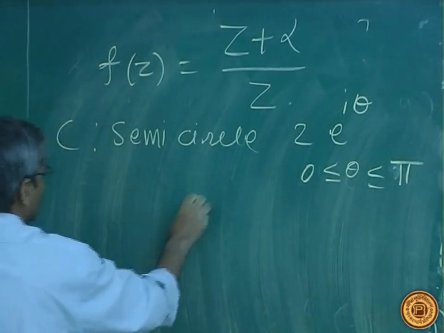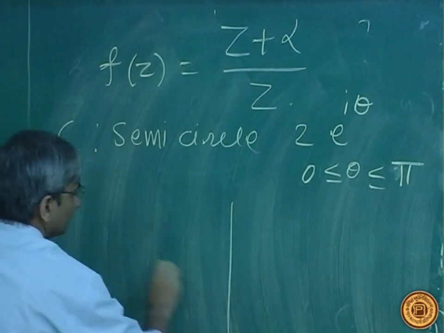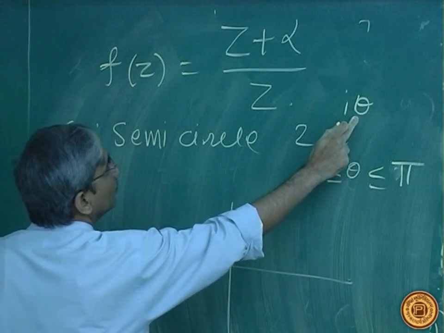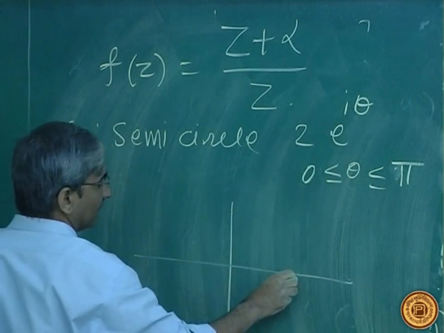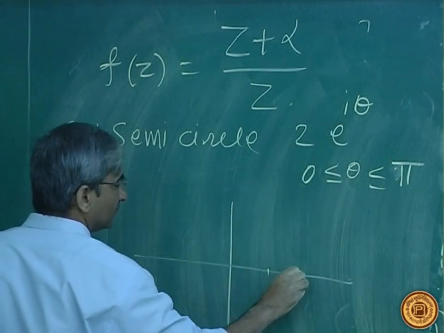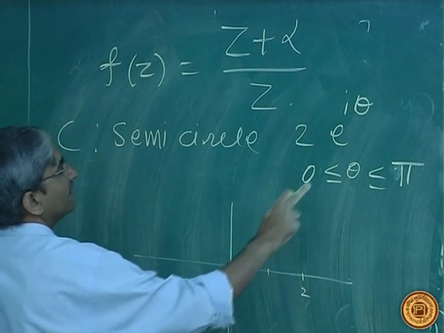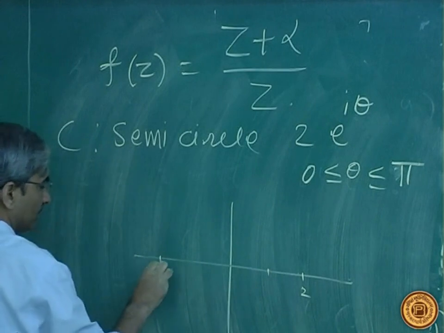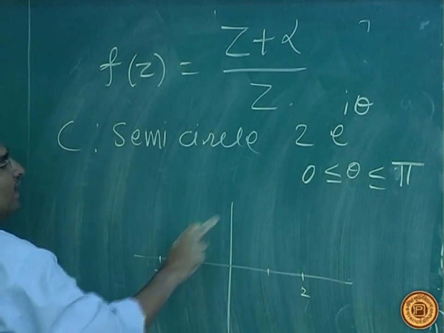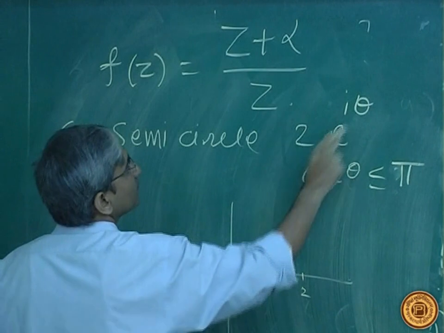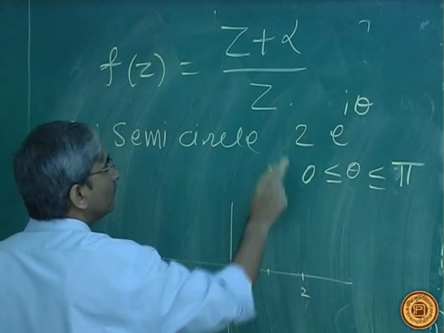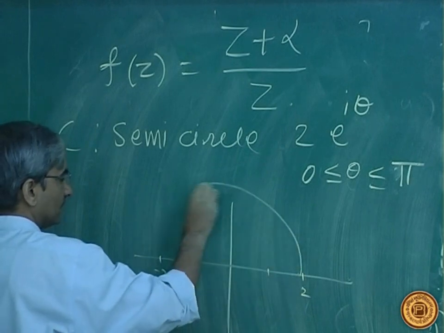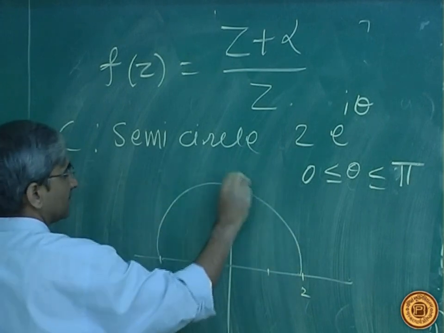So let me draw this contour. Theta equal to 0, that means 2. So it is like this. This is 1, this is 2 suppose. Theta equal to pi, e raised to i pi, that is minus 1, so minus 2. And mod of e raised to i theta is 1, so mod of this is 2. So all points are on mod z equal to 2. So it is a semicircle like this.